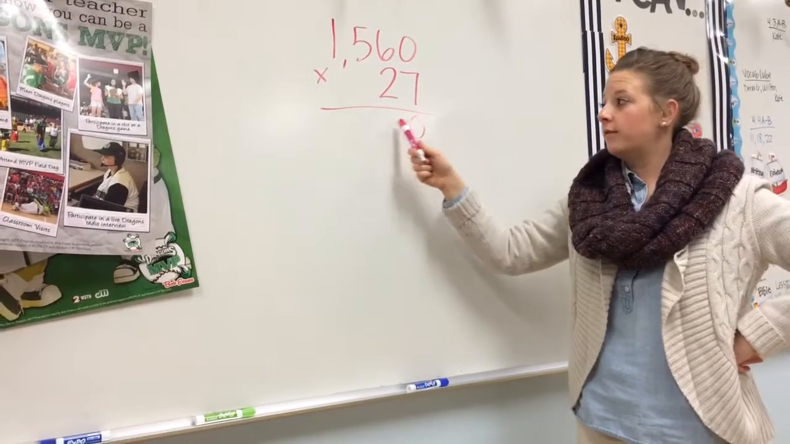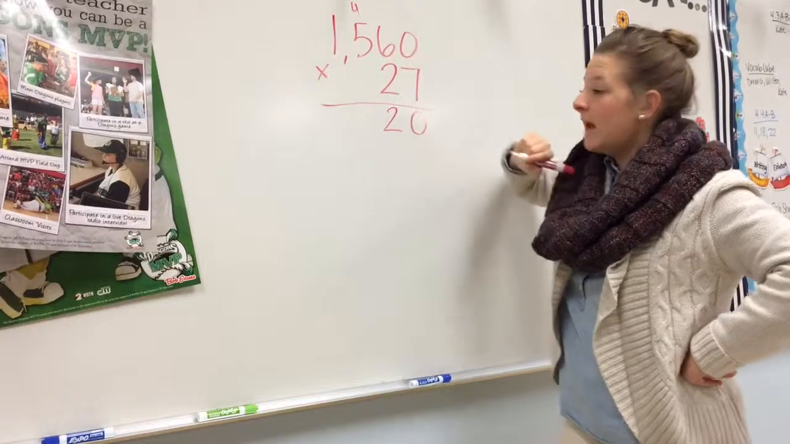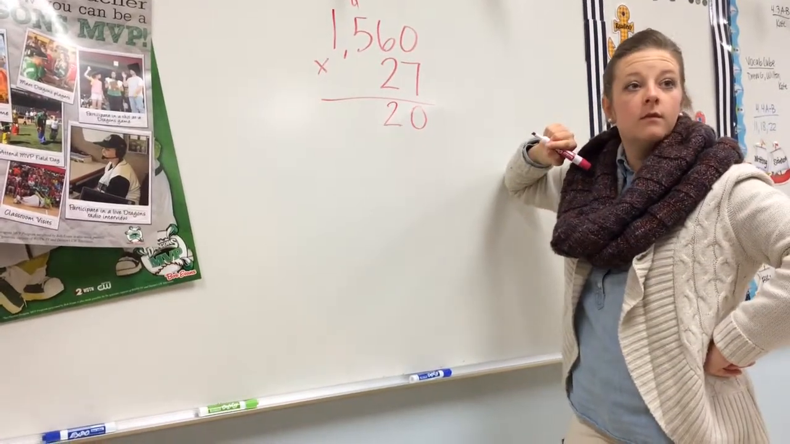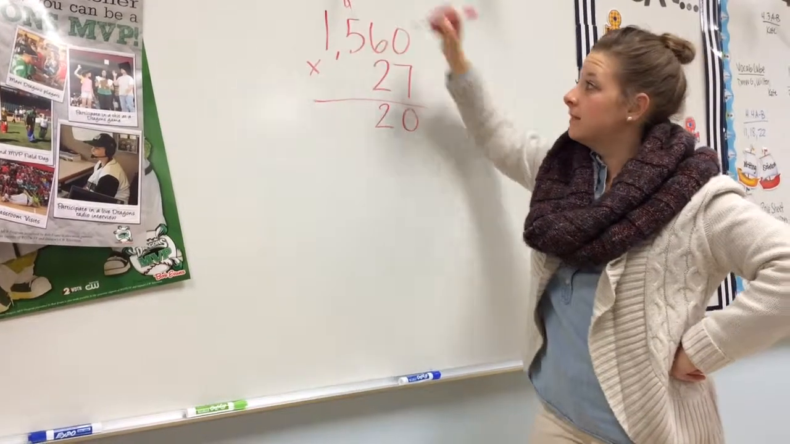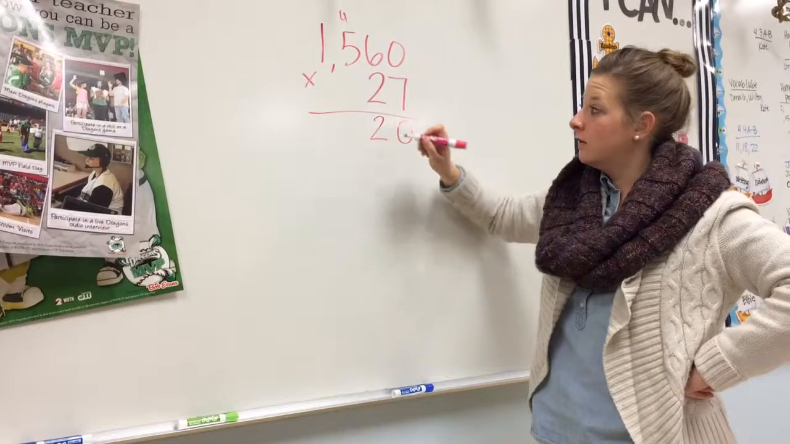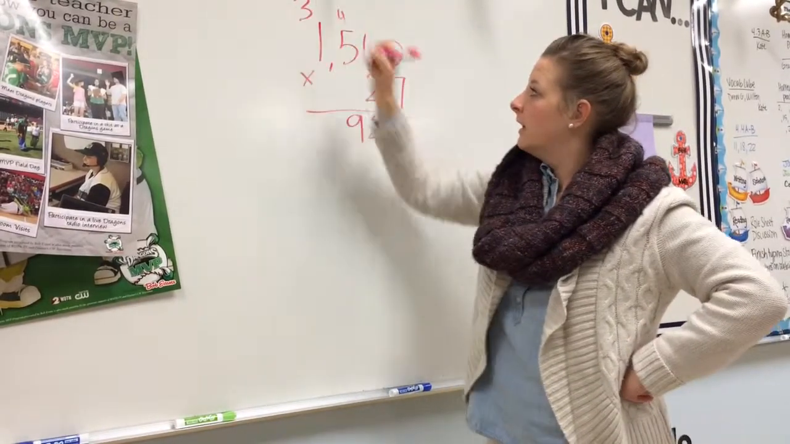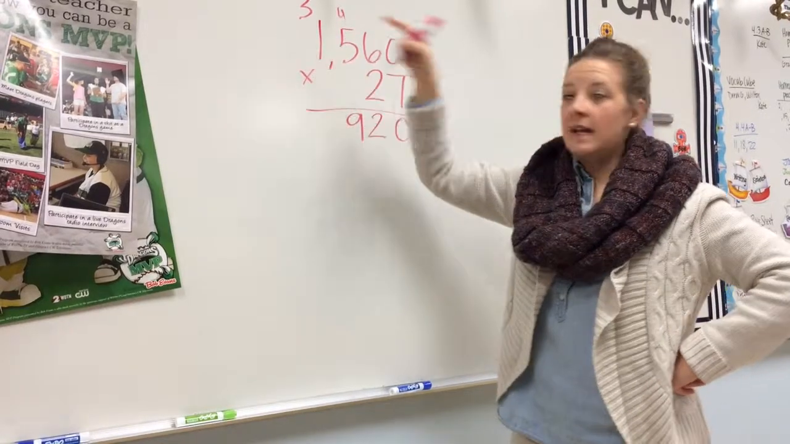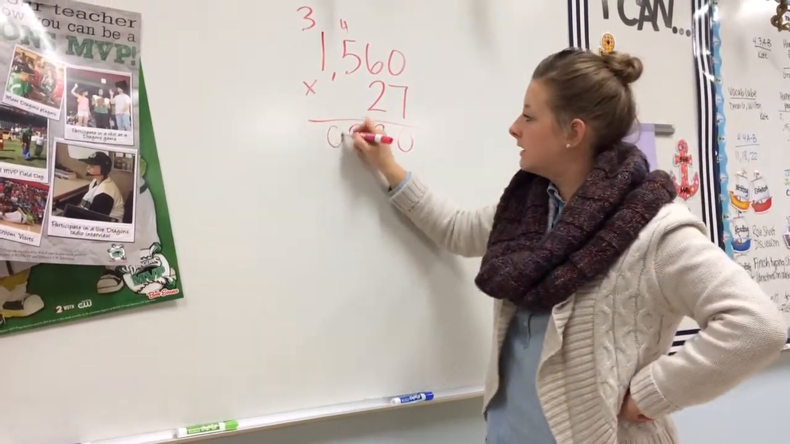What do I write down here? 2. And what do I carry? Carry 4. What's next? 7 times 5, which is? 35. And then what do I do with this? Plus it. So 35 plus 4 is? 39. Write the 9. Carry my 3. Now I'm going to do 7 times 1 is? 7. Plus 3. 10. So I write 10 down here.